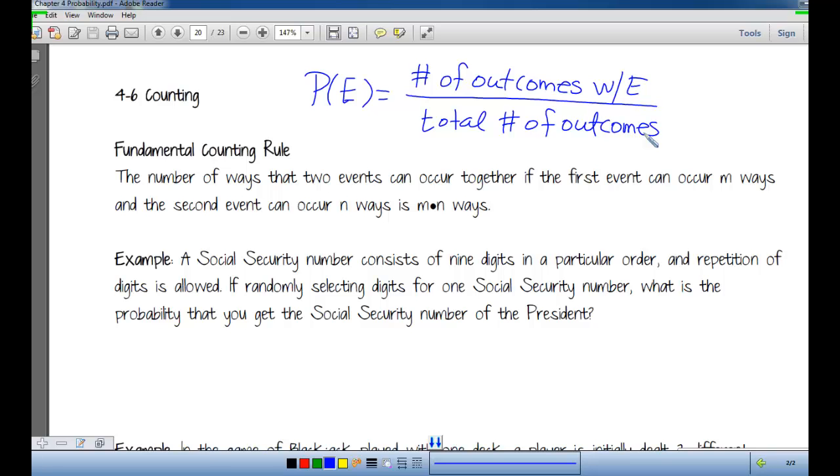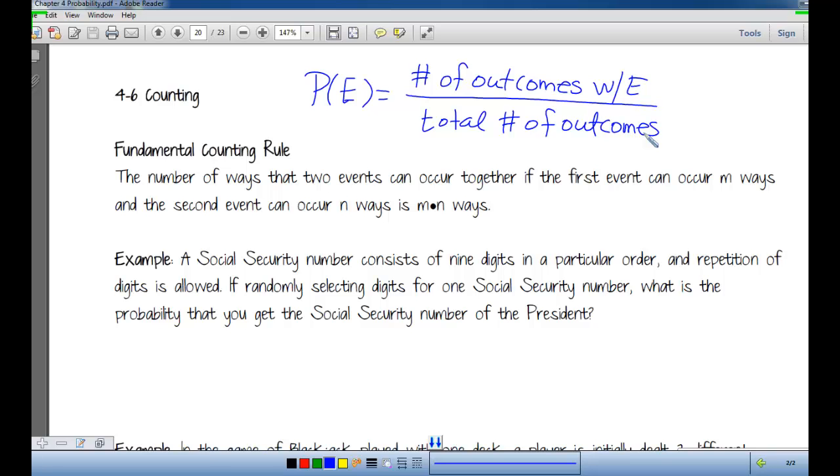The first one is called the fundamental counting rule. It says the number of ways that 2 events can occur together, if the first event can occur m ways and the second event can occur in n ways, is m times n ways. And that can be extended to any number of events.